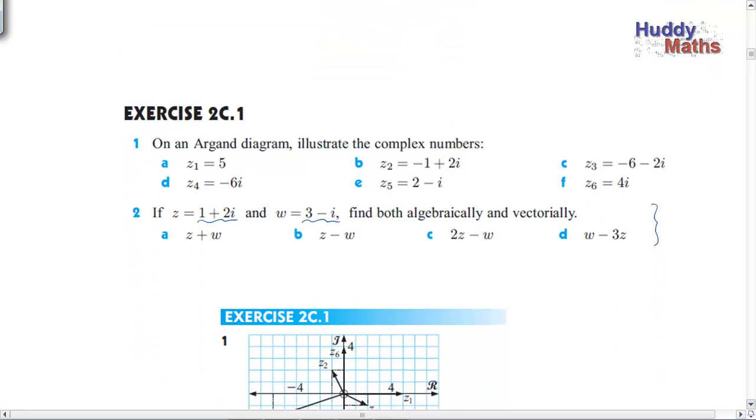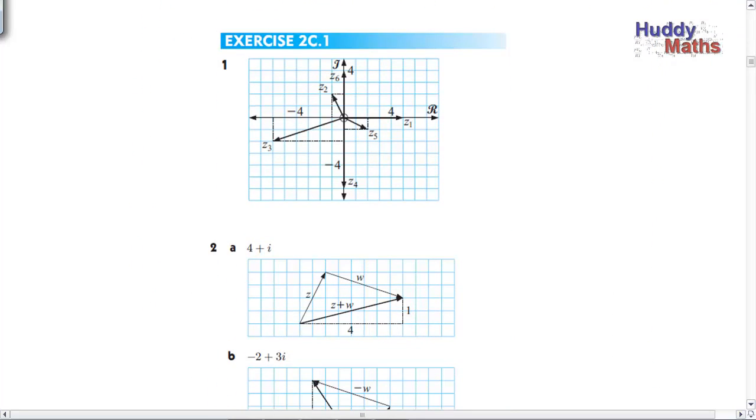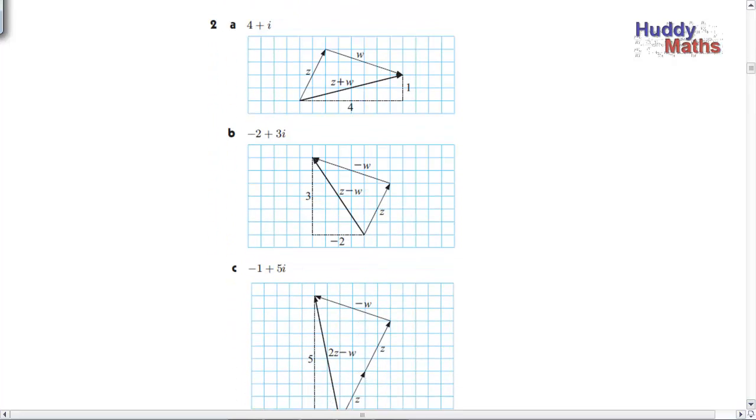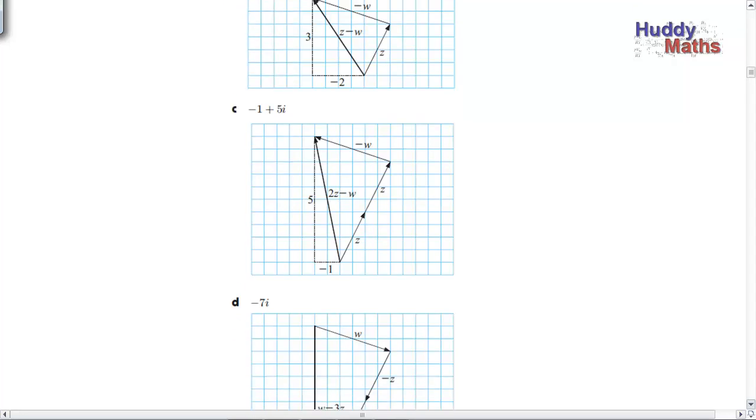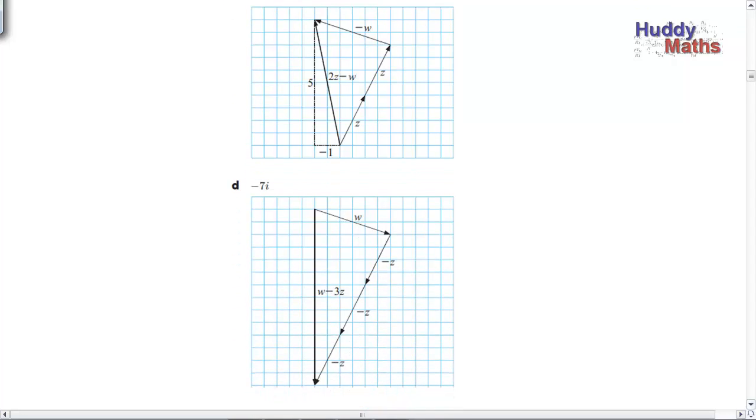We'll come down here to C1, question 1. So check it out. This is very important in this course. I'd like you to work with the Argand diagram. It's usually a key part in the exam. So come down now to question 2, A, B and C. Just check that you're getting this correct. And D.